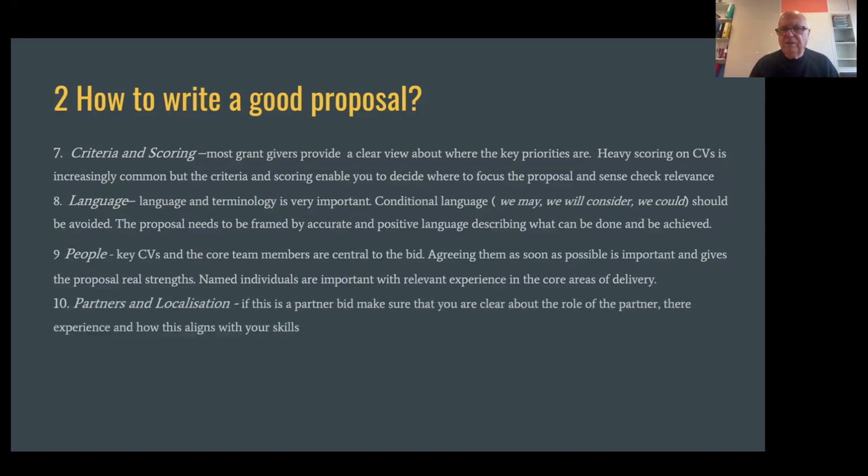If you're working with partners, make sure you're clear about the role of a partner, because quite often when you're putting in a grant application or applying for a foundation, you'll be working with others. Make sure you're very clear about their role, your role, who owns the bid, who's accountable.